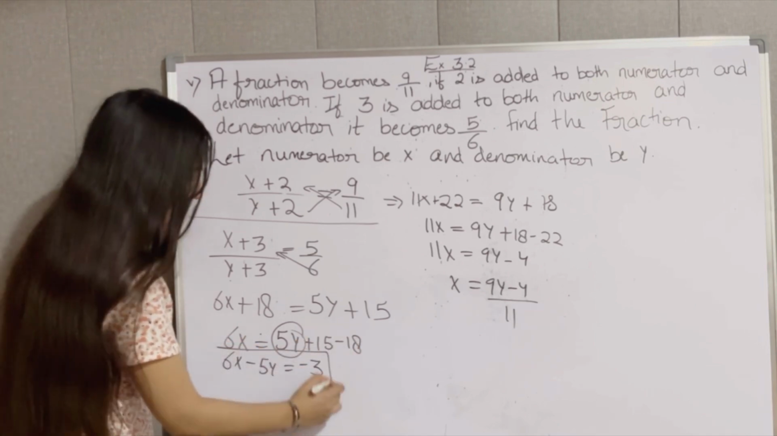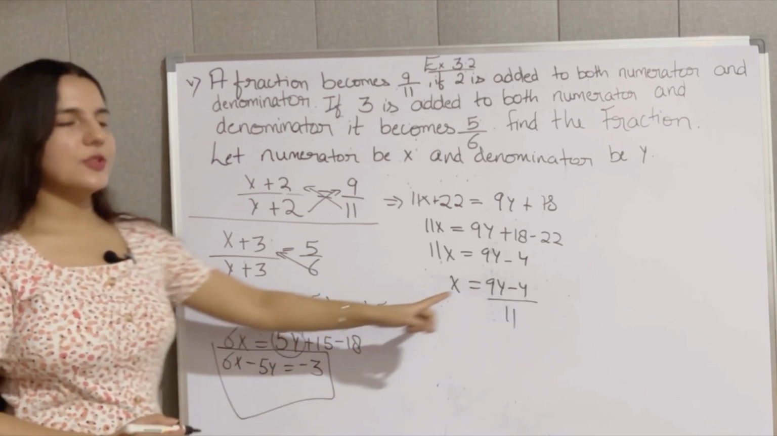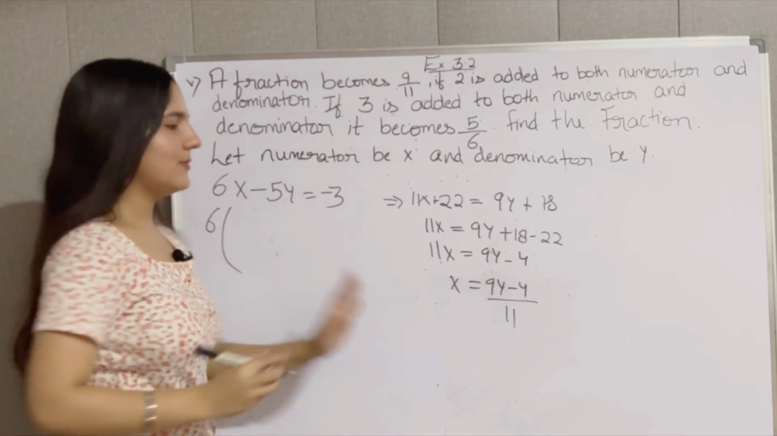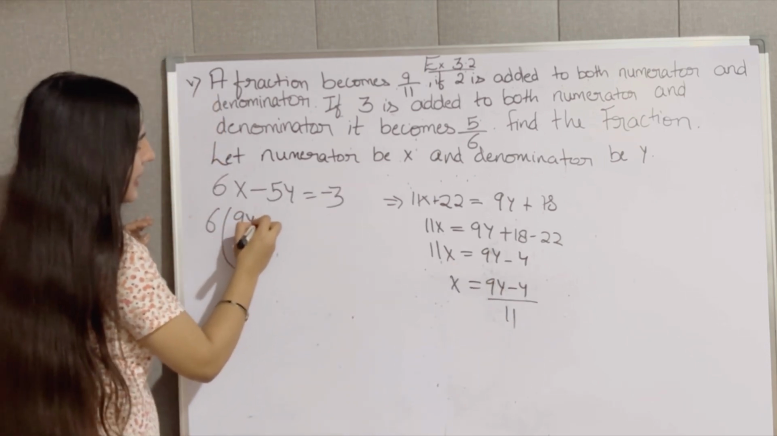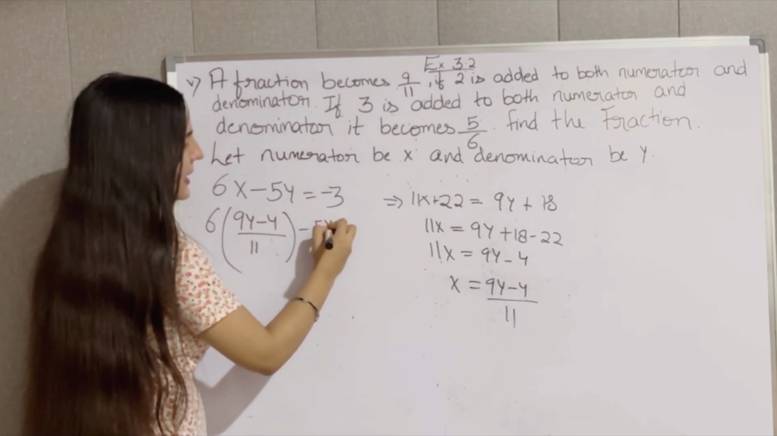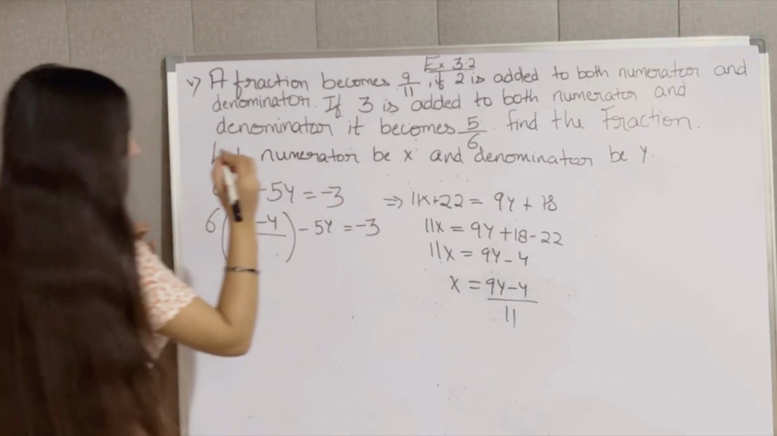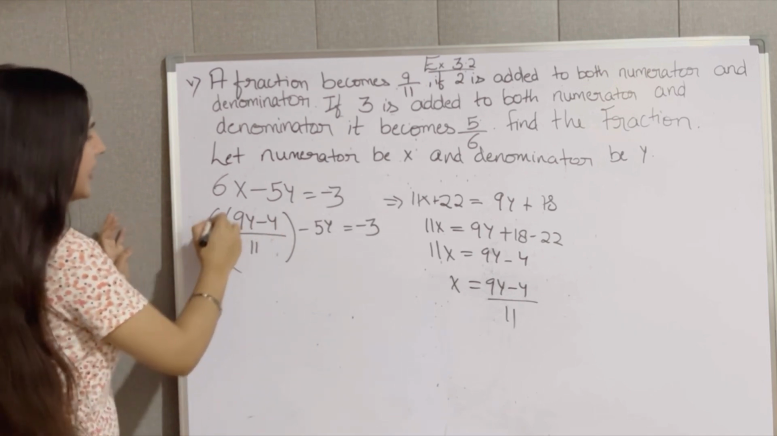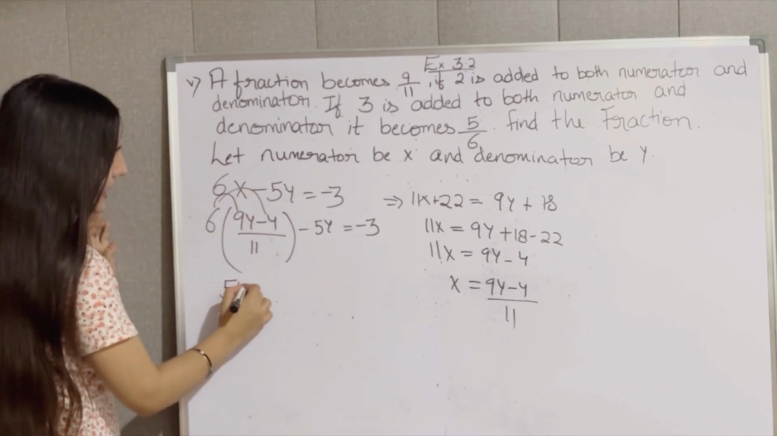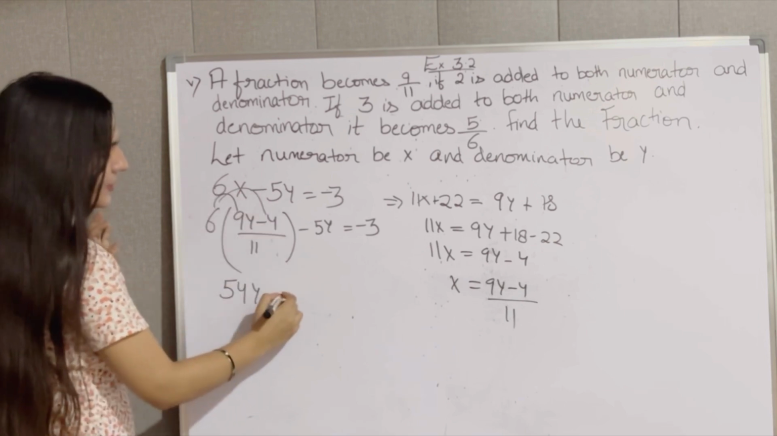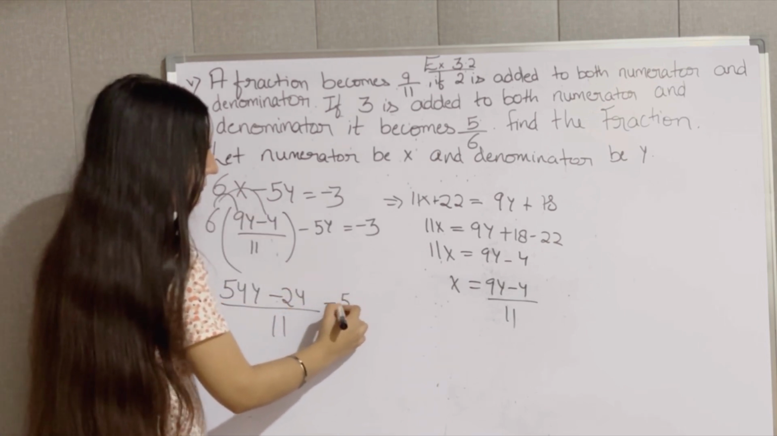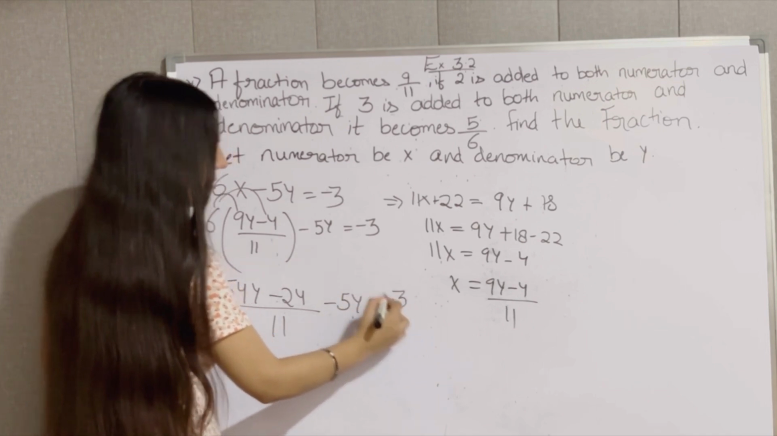Now this is the second equation, and in this equation we'll put the value of x. So 6 into, in place of x we'll write (9y minus 4) upon 11, minus 5y is equal to minus 3. Now we'll open the bracket. When we open the bracket, it will multiply with both terms. 6 9s are 54y minus 6 4s are 24, upon 11, minus 5y is equal to minus 3.